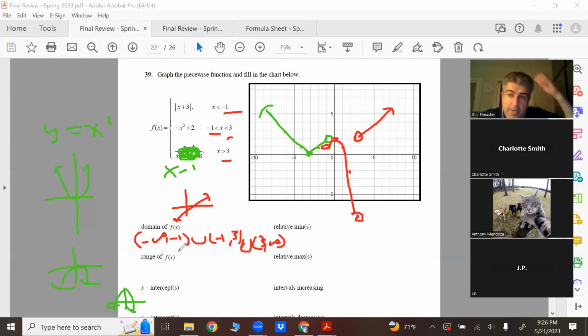The range is also pretty easy. Just look at the y values. The lowest y value is -7, but it's not included. And the highest y value just goes up forever. So there's your range.